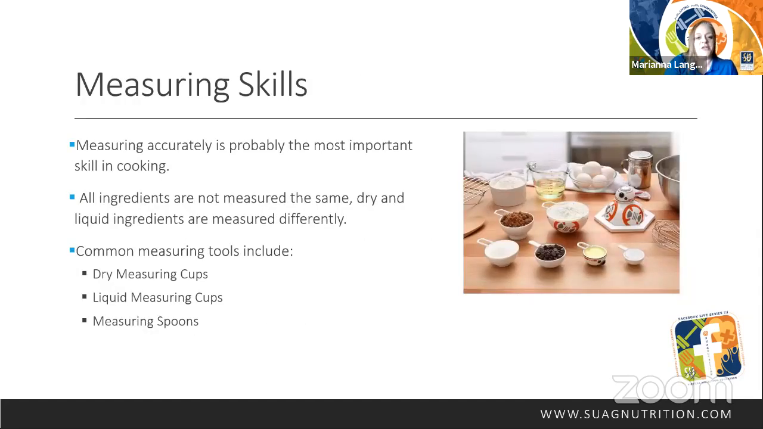All right, so our measuring skills. Now, measuring accurately is probably the most important skill to have when preparing food. All ingredients are not measured the same. Dry and liquid ingredients are measured differently. Common measuring tools include dry measuring cups, liquid measuring cups, and your measuring spoons.